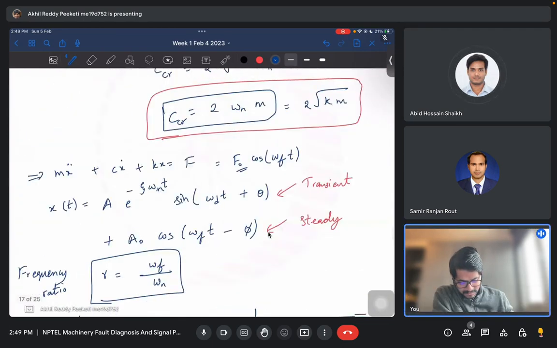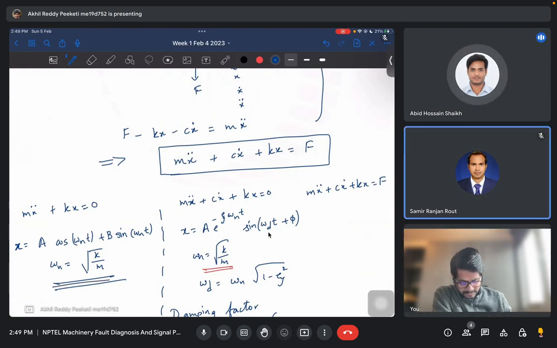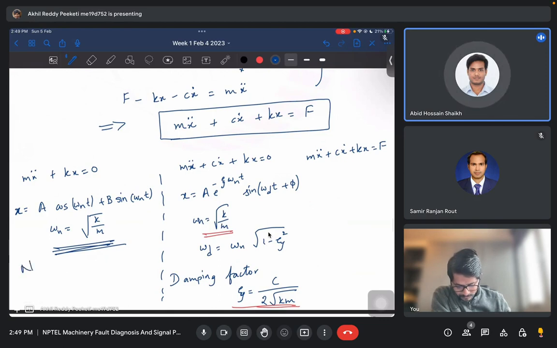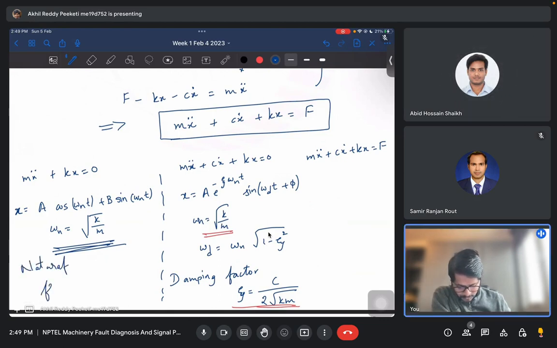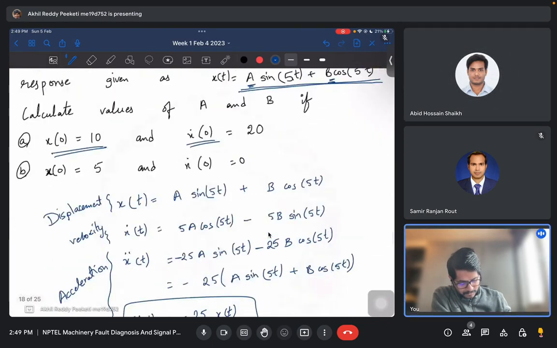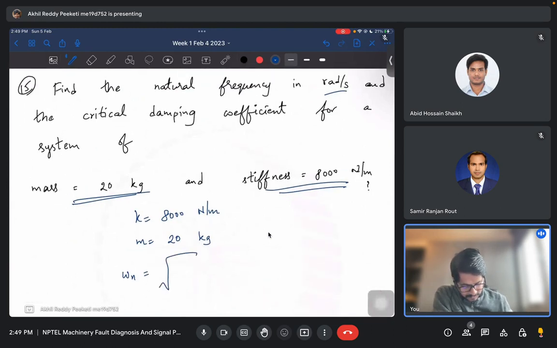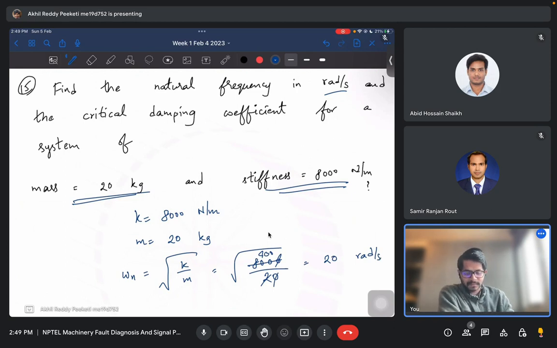Yeah, we have seen the formula. So this is the natural frequency, right? Root over K by M. So the natural frequency, because K and M are given, is just root over K by M. So square root of 8000 by mass is 20, is equal to 20 radians per second. Okay. Now natural frequency is over.